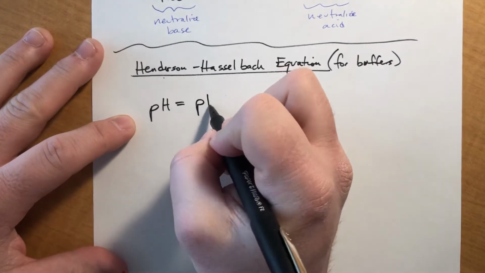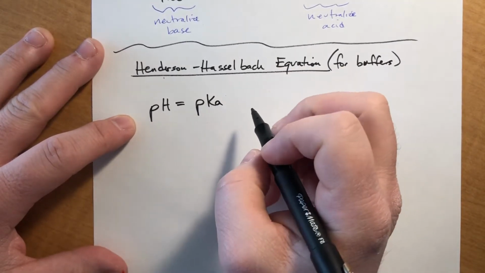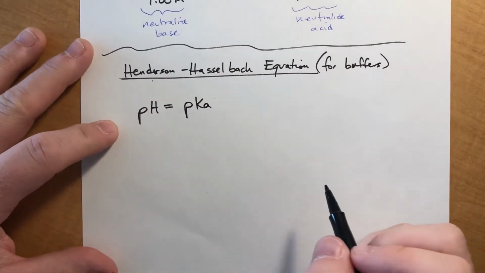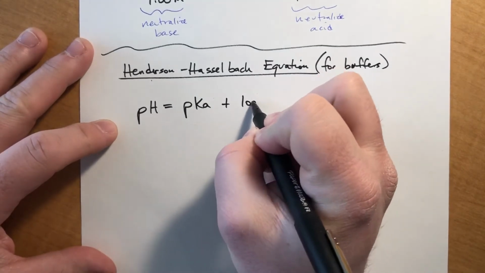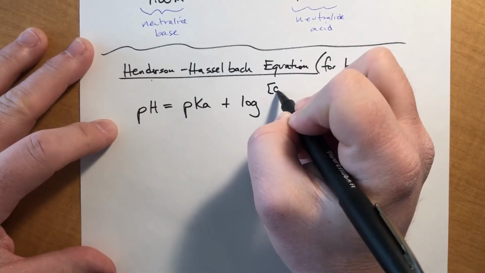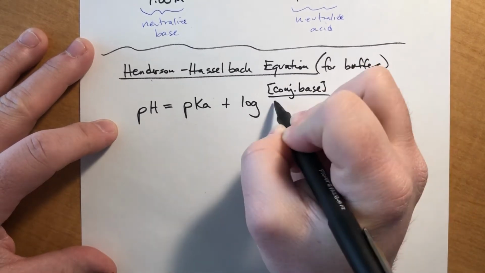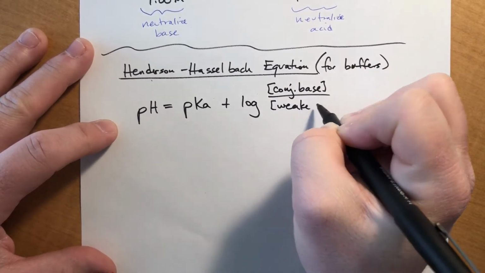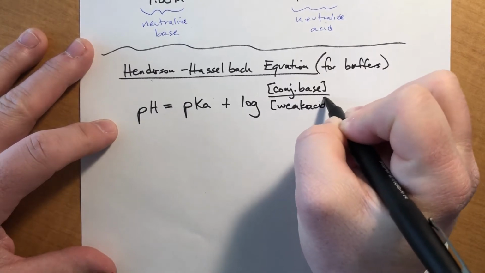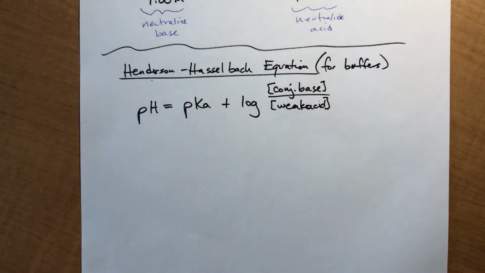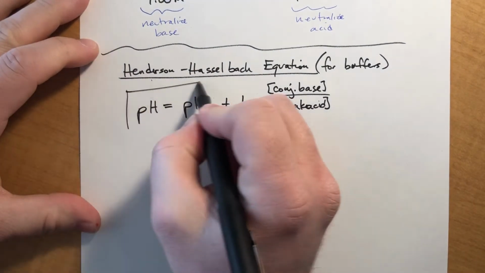pH equals the pKa of the weak acid, so the negative log of the Ka value, plus the log of the concentration of conjugate base divided by the concentration of weak acid. Okay? So, we're going to use this equation quite a bit, actually.